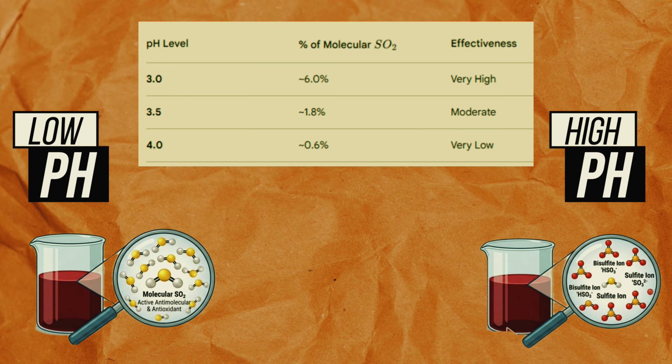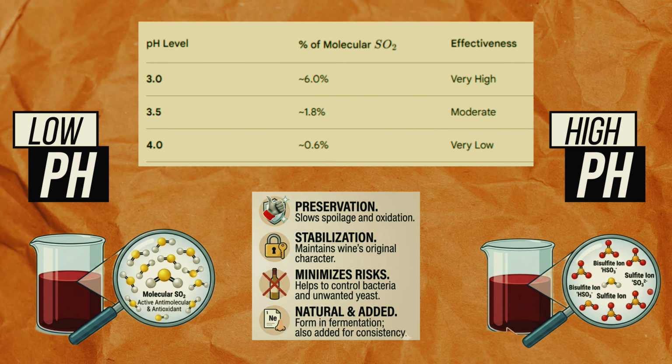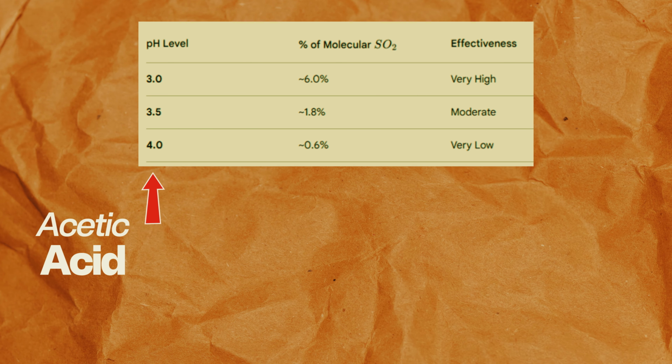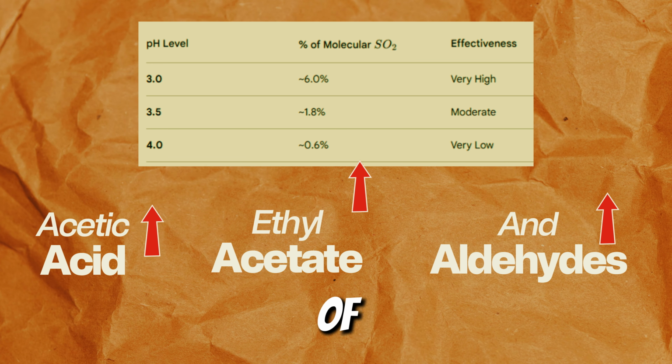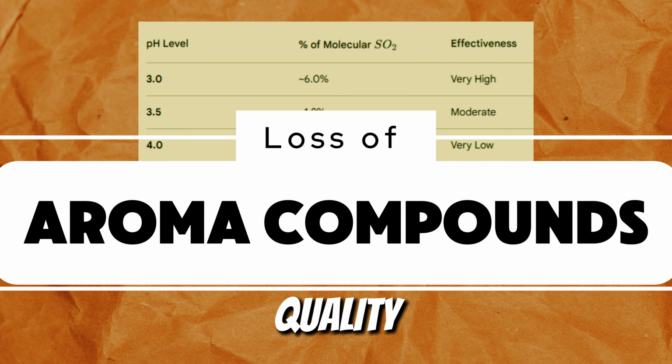Without proper sulfite management, wine becomes highly vulnerable to oxidation, microbial spoilage, and chemical instability. This can result in increased levels of acetic acid, ethyl acetate, and aldehydes, along with a loss of aromatic and structural quality.